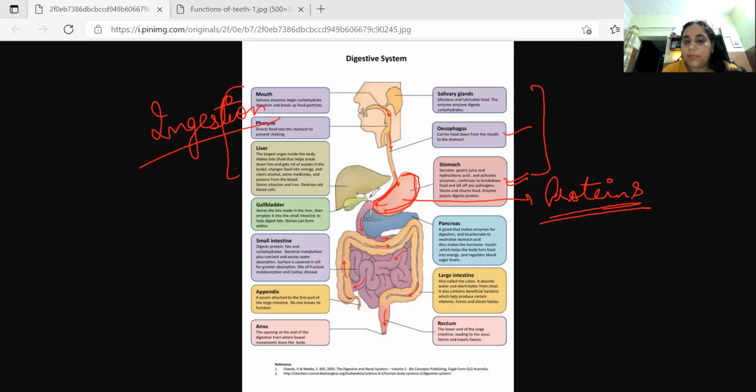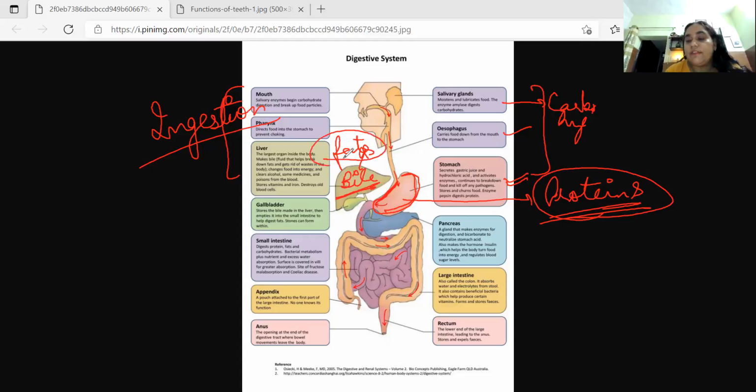Right, now just below this stomach, next to the stomach, we have the liver. The liver is the largest organ inside our body, and it is continuously secreting bile juice. The function of this bile juice is that it helps to break down all the fats whatever you are eating. So the salivary glands' function was to digest the carbohydrates, the stomach does the proteins, and the bile does the fats.